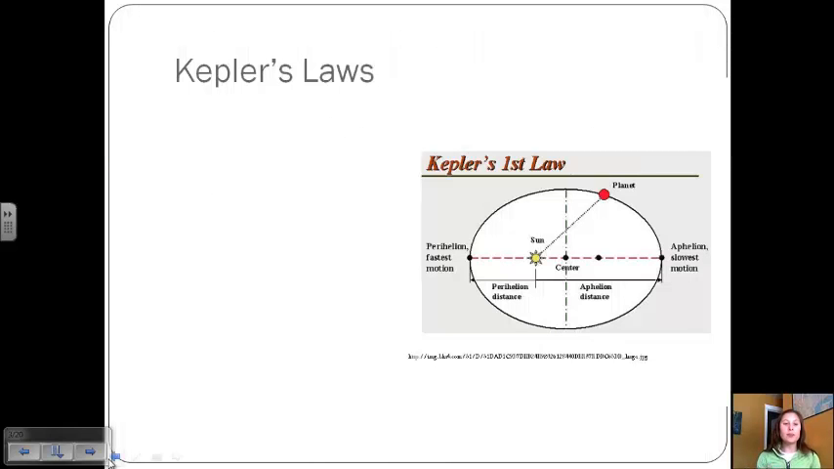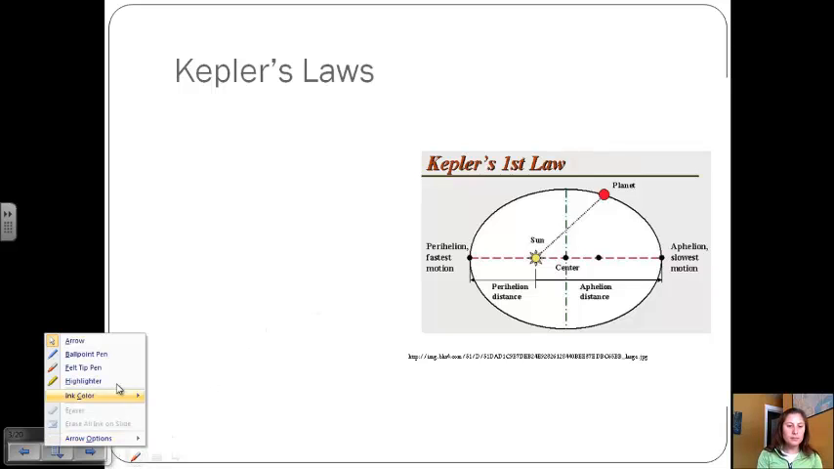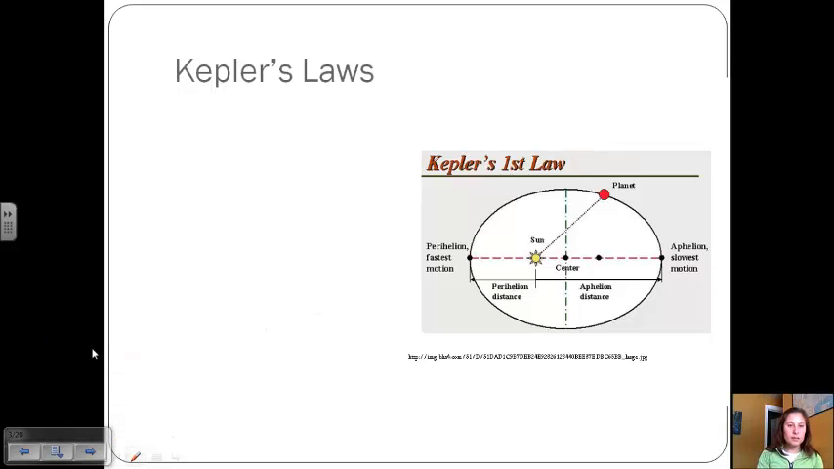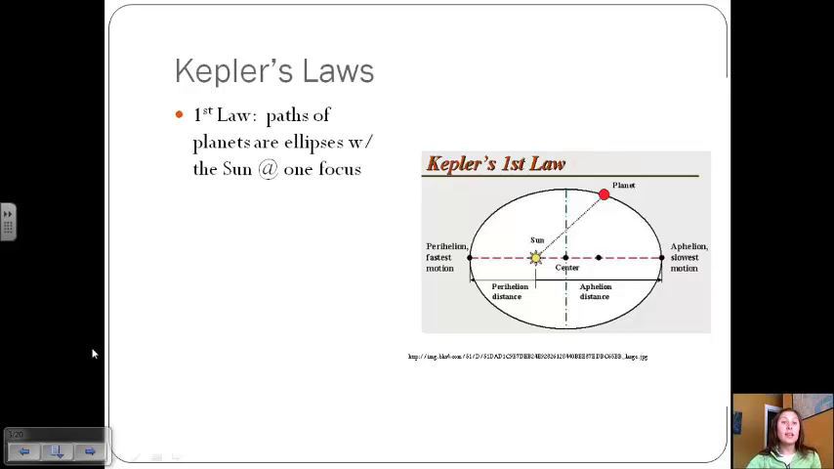And so the main parts involved with planetary motion and gravitation are Kepler's laws and then the Universal Law of Gravitation and how those two work together. Okay, so Kepler had 3 laws, and the first law was that the paths of planets are ellipses. So take a circle and kind of squish it down with the sun at one focus.